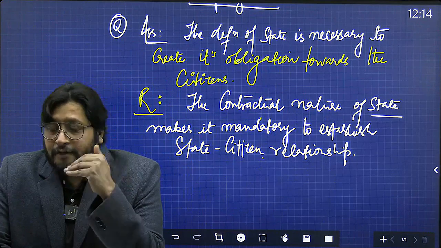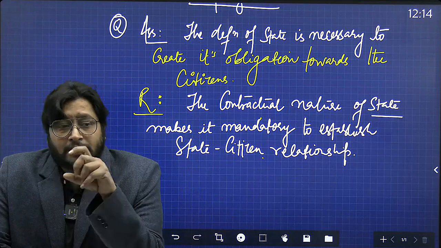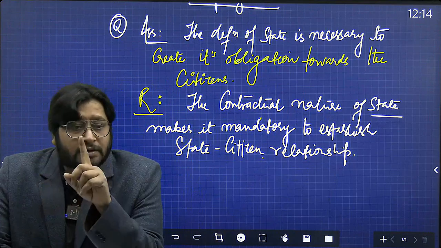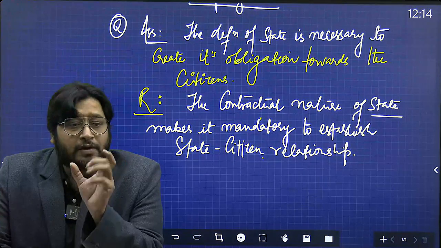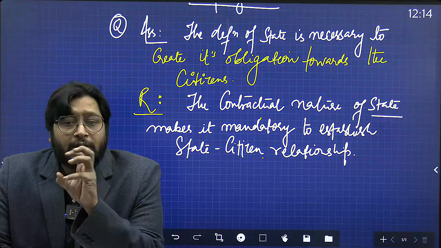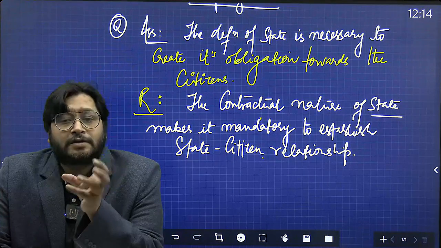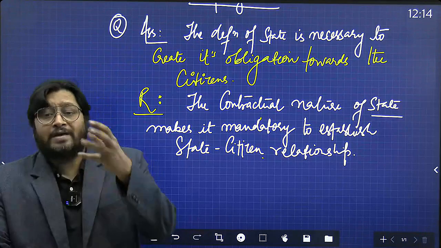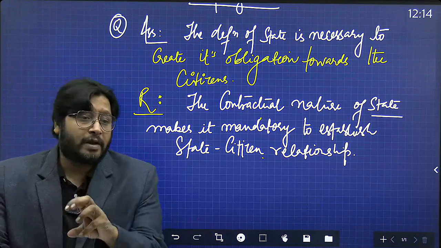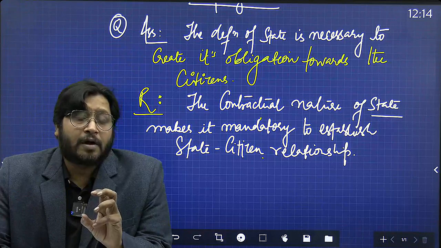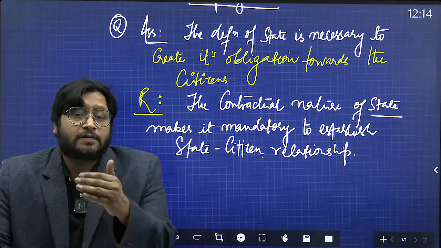The definition of the state, right, is the reason for the assertion that the contract was established to create the obligation or liability of the state, or create a state-citizen relationship. How and why was this relationship established? Technically through a definition; the definition of the state was given just for this reason only.